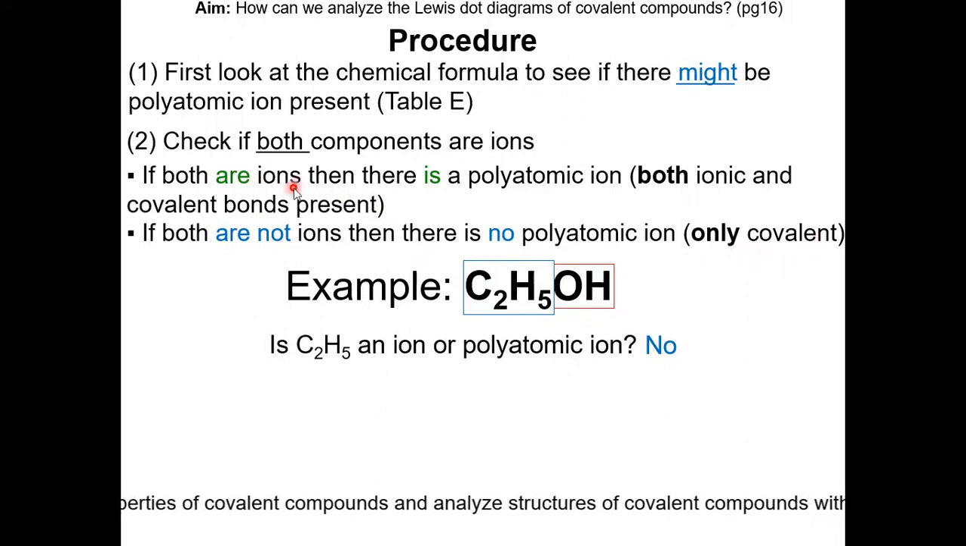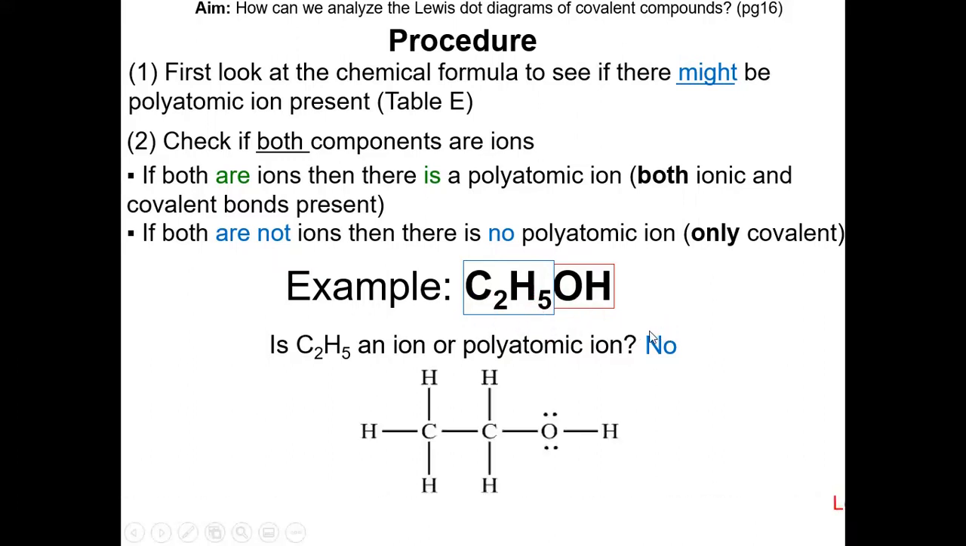Only if they're both ions is there a polyatomic ion. Therefore, your compound has both ionic and covalent bonds. If you were to draw the Lewis dot diagram of C2H5OH, it will look like this. This is only showing covalent bonding. There is no ionic bond or polyatomic ion present.